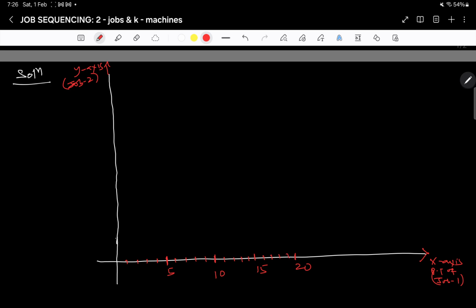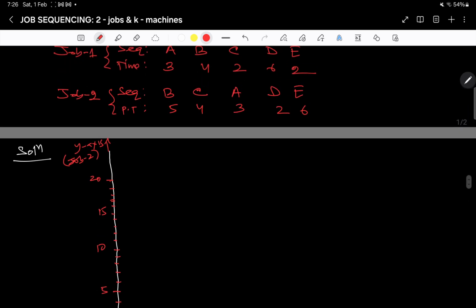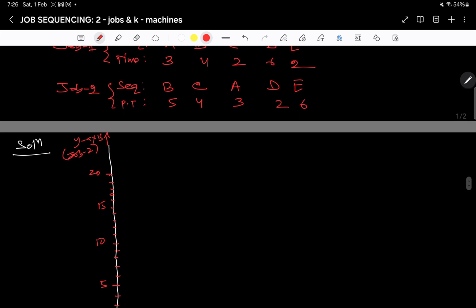And accordingly here also in the same scale, this is my 5, this is my 10, this is my 15, and this is my 20. The proper scale must be there. So it is 1, 2, 3, 4, 5 in each block. Okay, now you mark 3, 4, 2, 6.